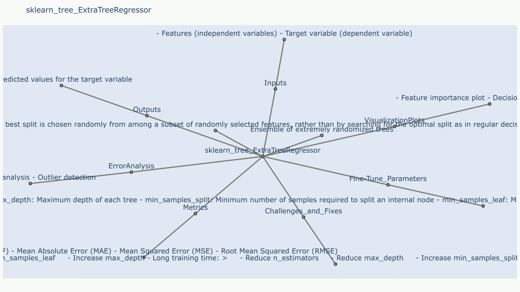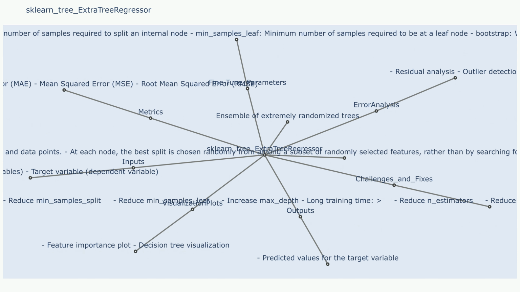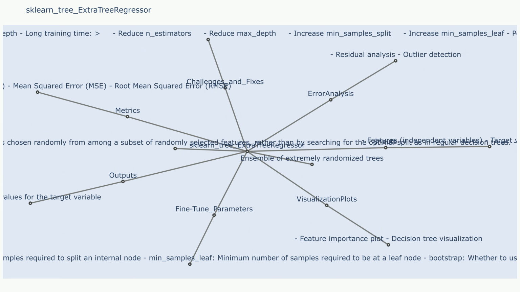Inputs. X, a 2D array representing the training data, where each row corresponds to a sample and each column represents a feature. y, a 1D array representing the target values for each training sample. Outputs. Predictions: the predicted values for new data points. Fitted model: a trained Extra Trees Regressor object, which can be used to make predictions on unseen data.